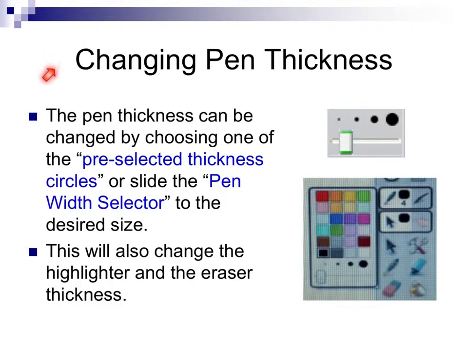Changing the pen thickness. The pen thickness can be changed by choosing one of the pre-selected thickness circles as indicated here and here, or you can slide the pen width selector, which is here and here, to the desired size. This will also change the highlighter and the eraser thickness.